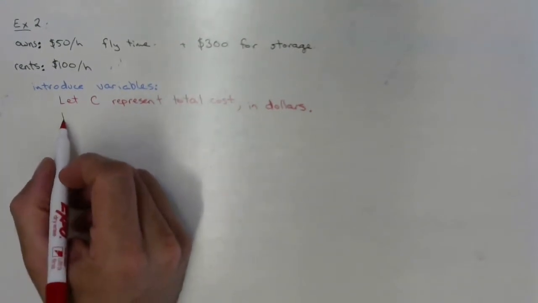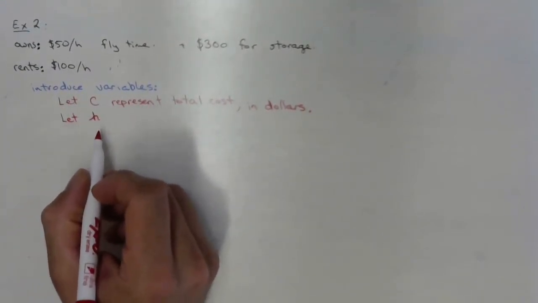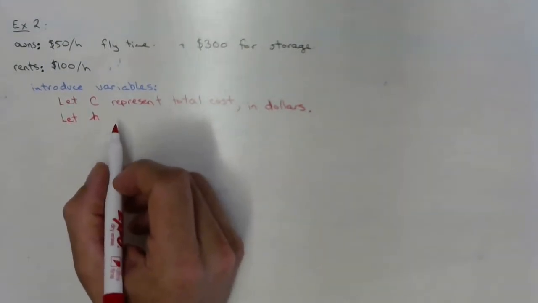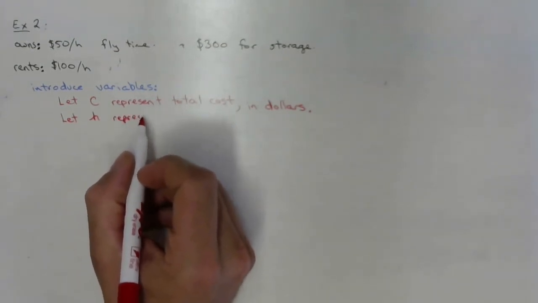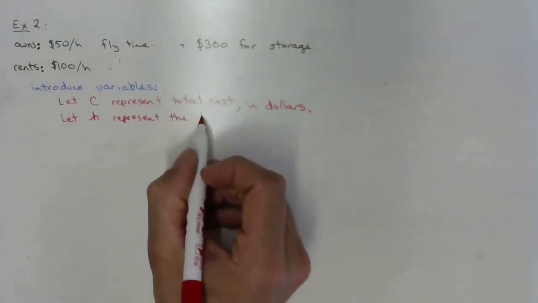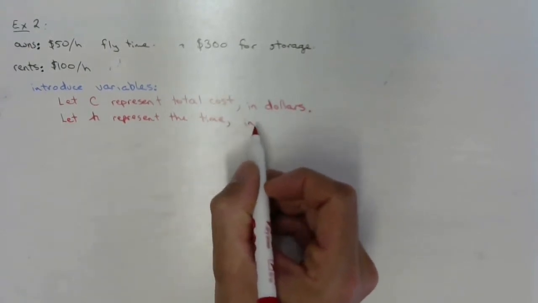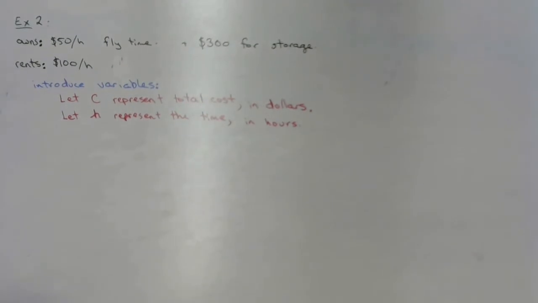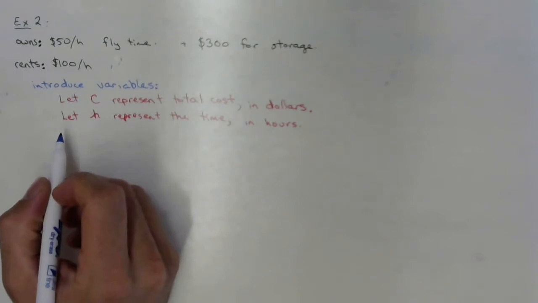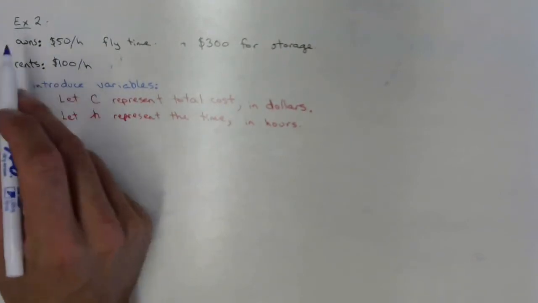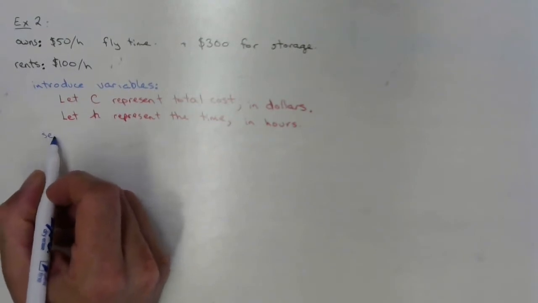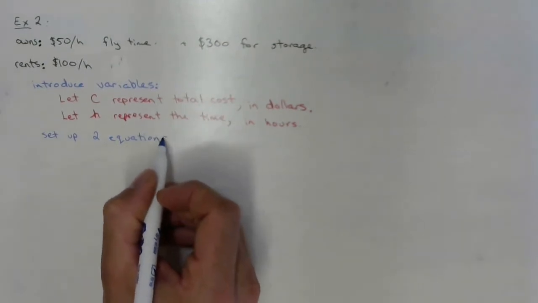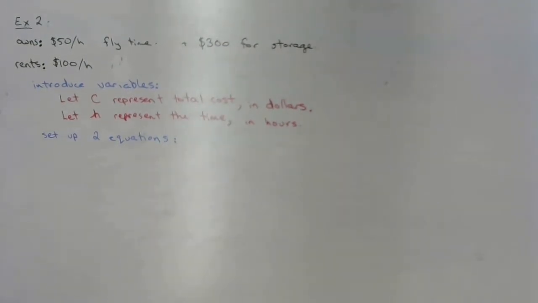Second variable, we said we were going to use H. Let H, and this time it's going to be lowercase. You could use T for time, but we're going to use H. Let H represent the time, comma, measured in hours. Okay, we've introduced variables. We have our basic information from the problem. Now we're going to set up two equations.